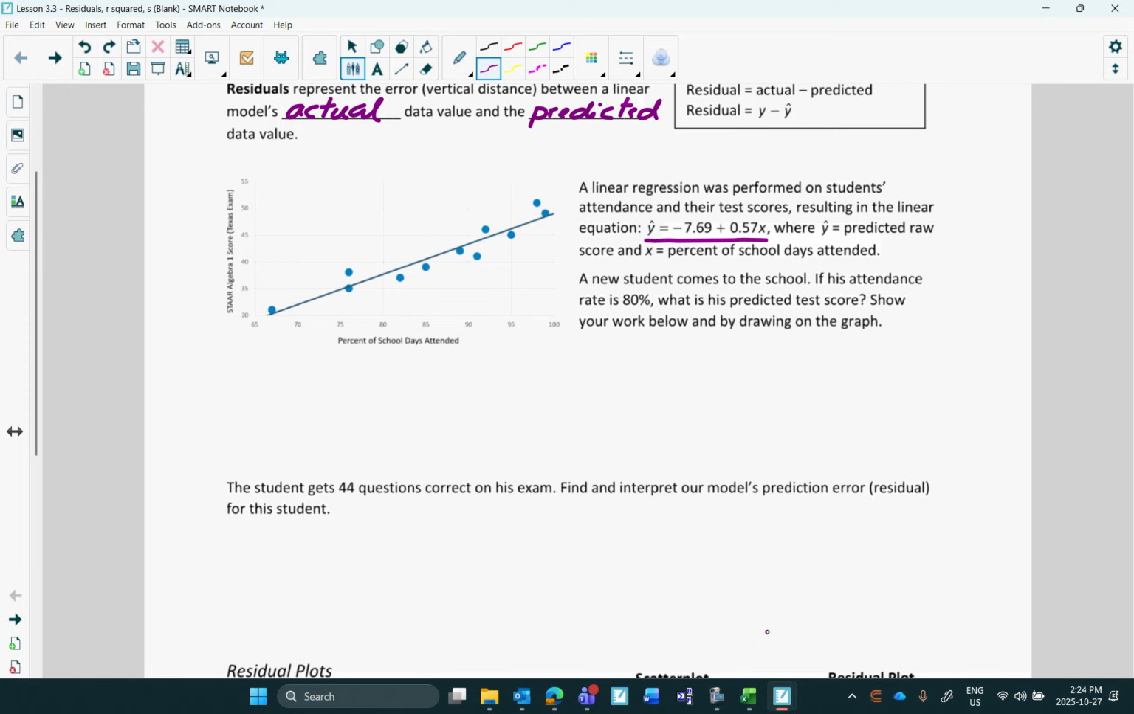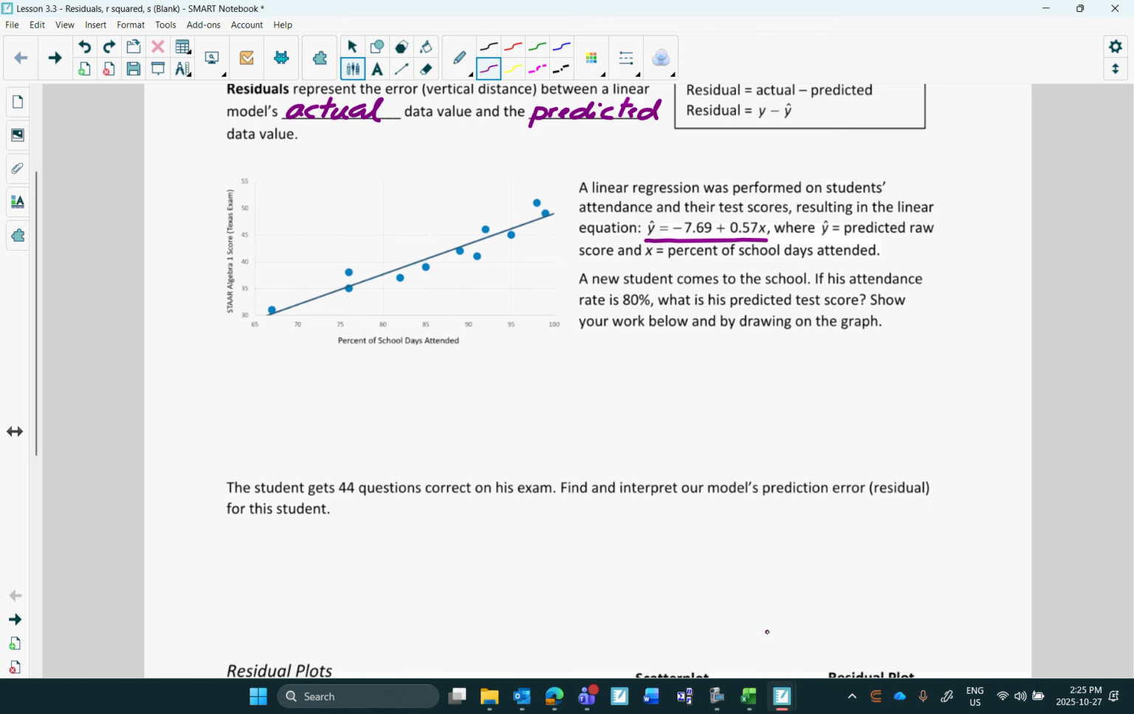No, we haven't found that yet. No, it has nothing to do with that. What's in a least squares regression line equation? There's x, there's y hat. What are the other two things that are in there? The y-intercept and slope. So which one's this? It's the y-intercept. The slope is the coefficient of x. So negative 7.69 tells us what the score would be if there was 0% attendance. And that doesn't make any sense, because you can't have a negative test score.